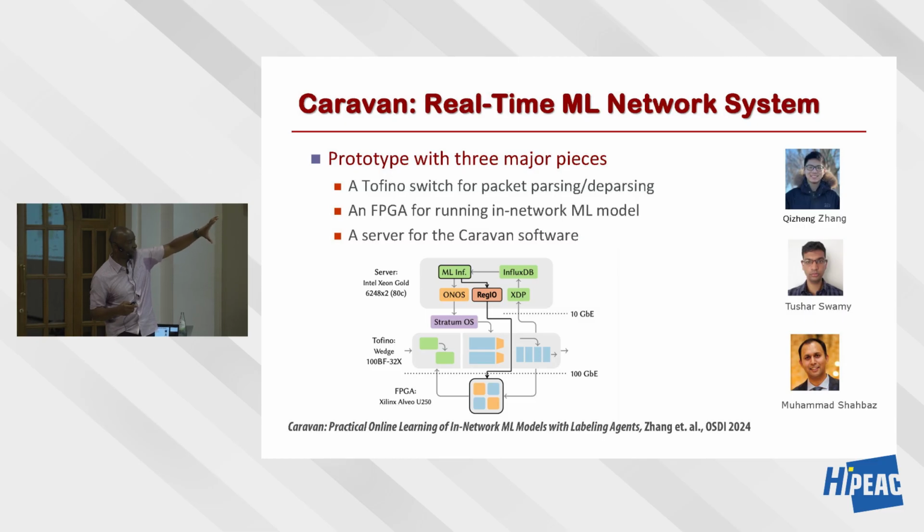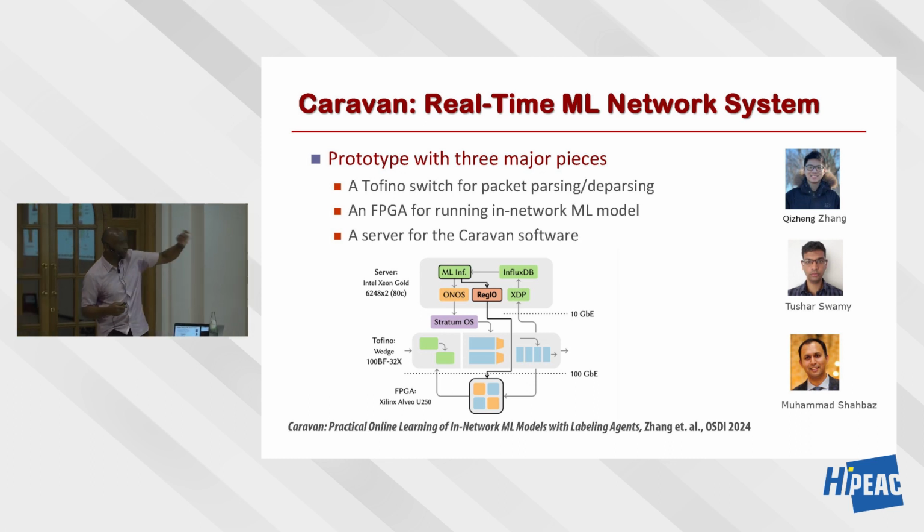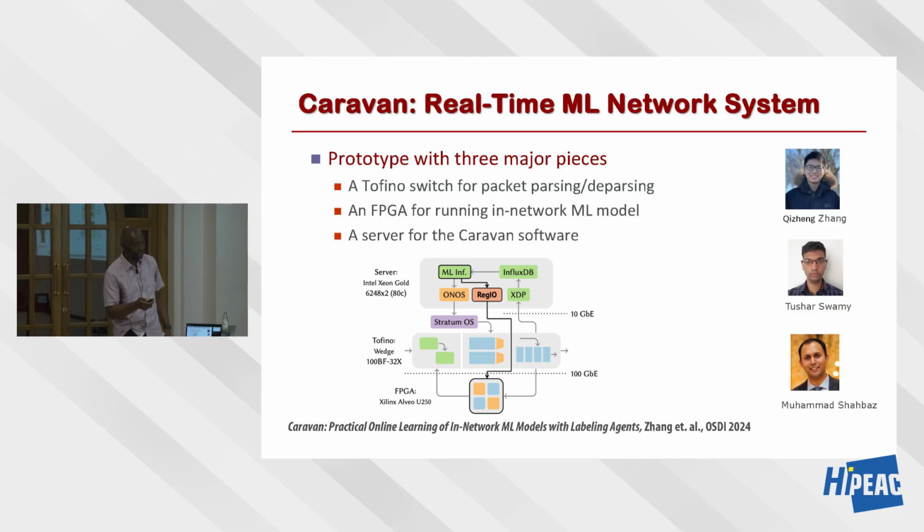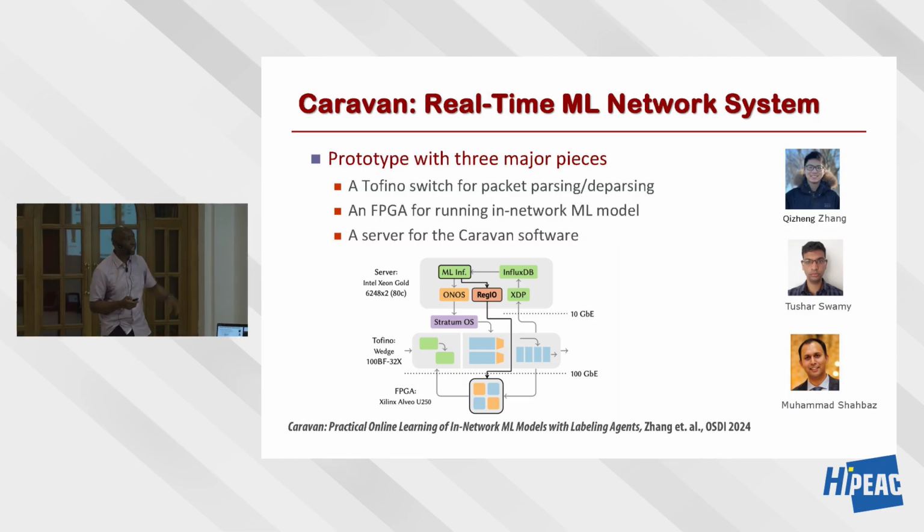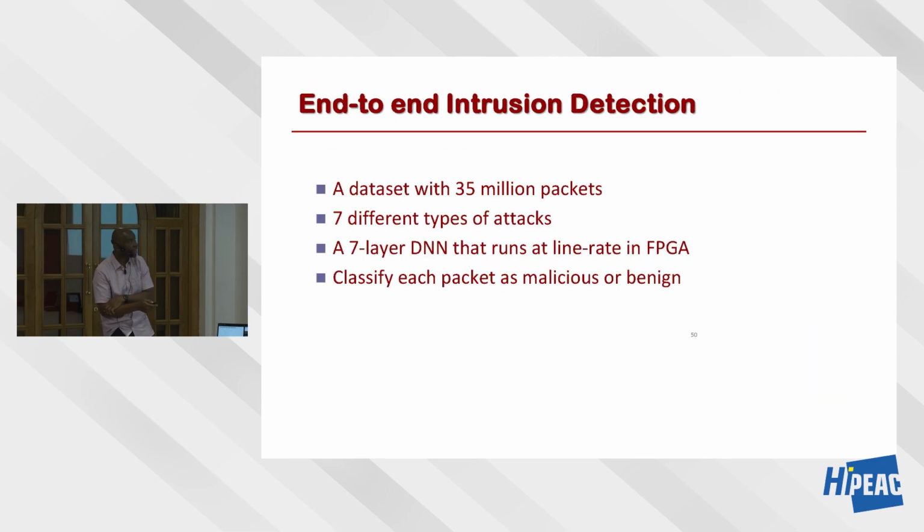We have a Tofino software-defined network switch, and then we have an FPGA to implement the ML acceleration. And the key students are Kai Zhang and Tushar. Mohammed Shabazz is a professor at Purdue and now at Michigan.